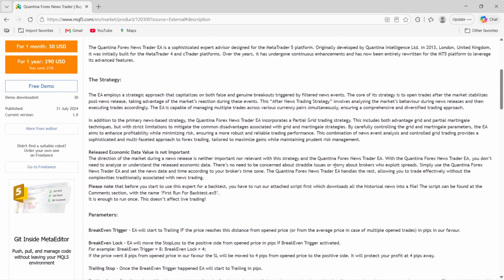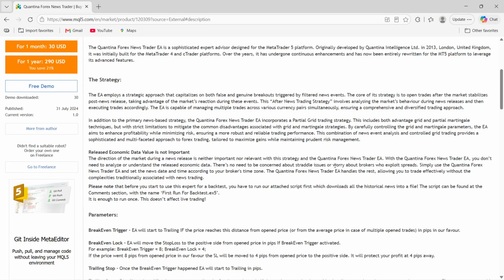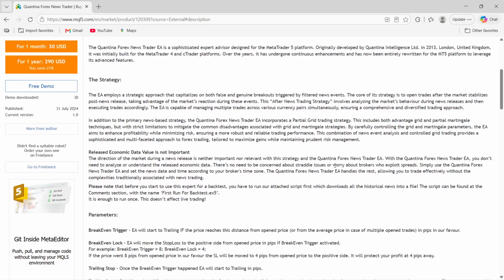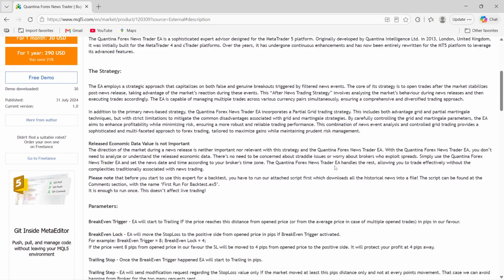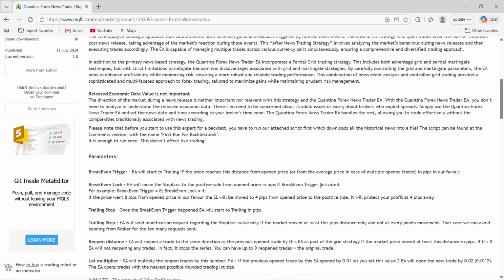Alright, so another key claim from the developer is that this EA avoids the classic straddle problems. If you've traded news for any length of time, you know the old approach, placing buy stops and sell stops above and below price before the release and hoping to catch the breakout. Quantina say they don't do that. Instead, they wait for the candle, then trade after the initial spike, supposedly reducing the risk of getting slipped massively on both sides.